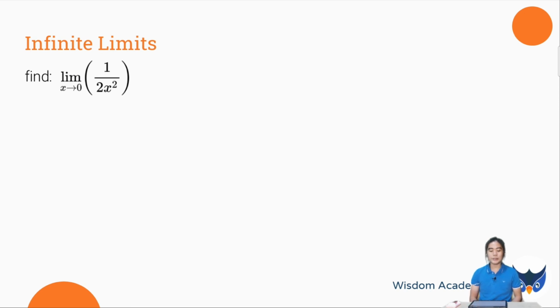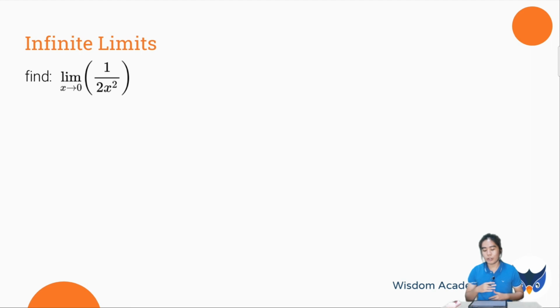So let us consider this function 1 over 2x squared. We are tasked to find its limit as x approaches 0. When we use direct substitution, we will get 1 over 0. In these cases, before, we said that we denote this as limit does not exist. But now, we will discuss another denotation for these kinds of limits. So, let us consider this function.